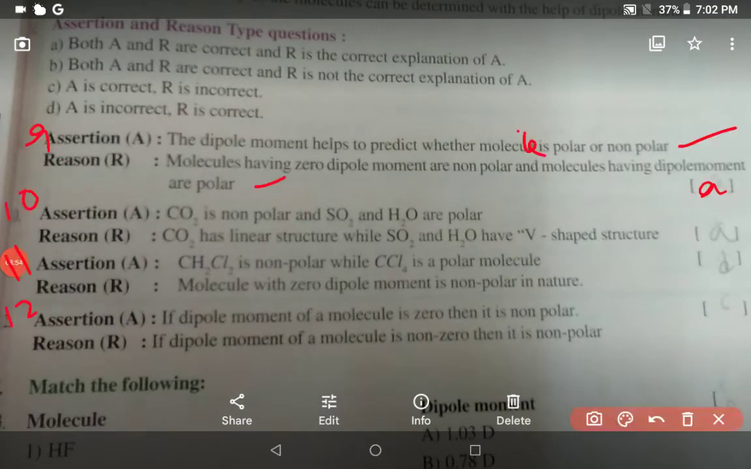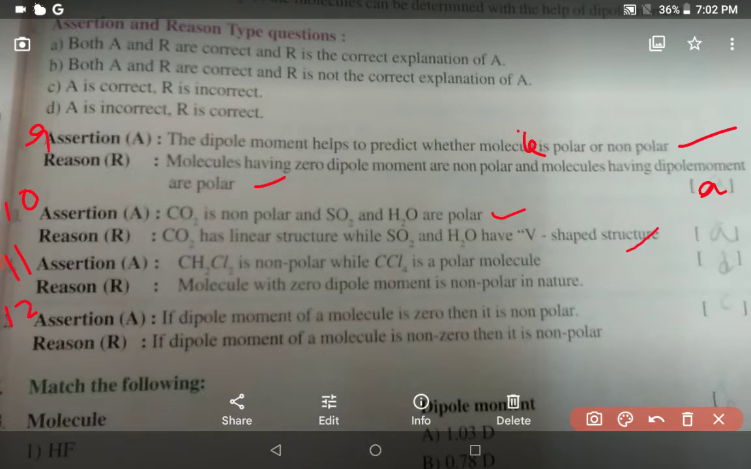Next, looking at the 10th question, the assertion states that CO2 is non-polar, SO2 and H2O are polar. That is correct only. So you know what polar and non-polar are, right? It is already there in the 9th question. You can understand that. Clear? So that is a correct assertion. And the reason is CO2 has a linear structure whereas SO2 and H2O have a V-shaped structure. So that is also correct. When you draw it, you are going to get the same thing.